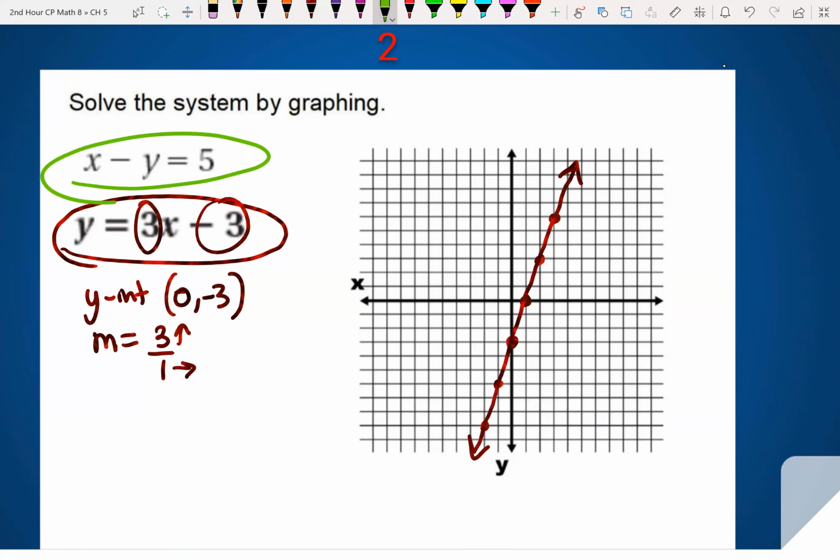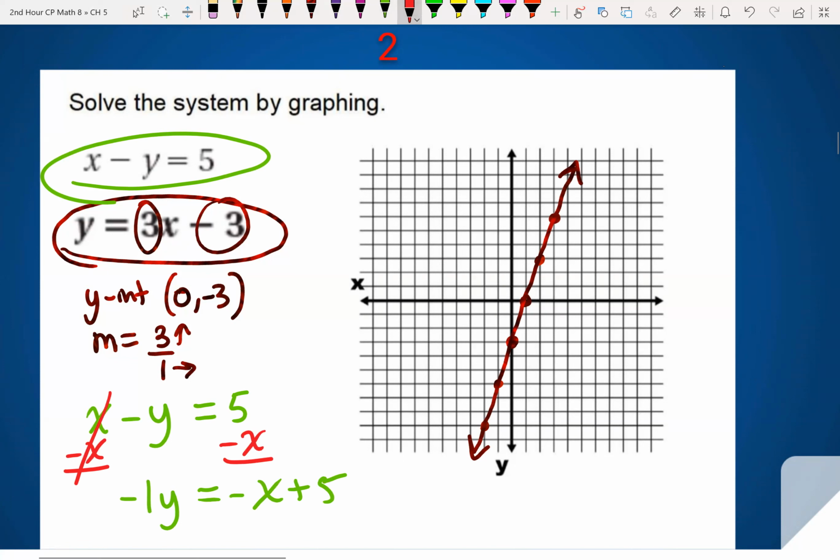Now the top equation's not in slope-intercept form, so as I recopy that down, we'll want to get that y alone. So let's get rid of x. Subtract it from both sides. So that's gone, and you've got -1y equals -x plus 5. Get rid of that -1 through division. So our final equation in slope-intercept form is y equals +1x, or 1/1x, minus 5.